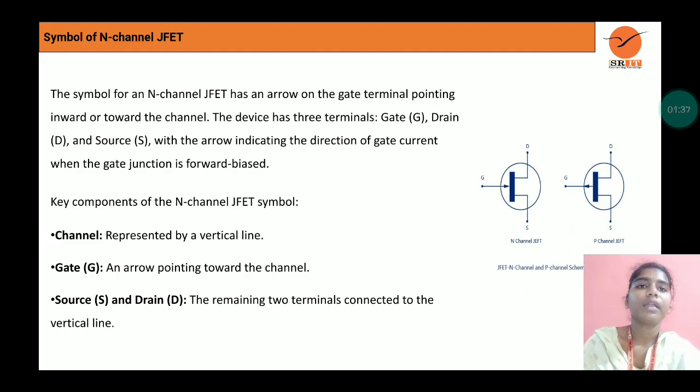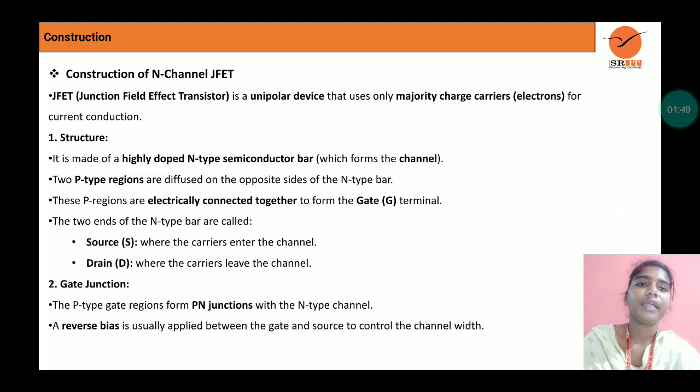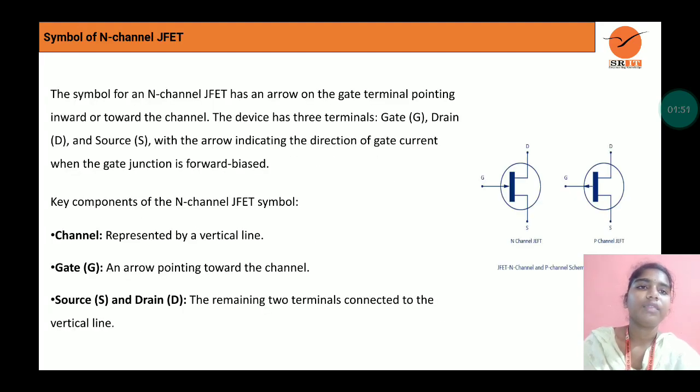Symbol of N-channel JFET. The symbol for an N-channel JFET has an arrow on the gate terminal pointing inward, toward the channel. The device has three terminals: gate, drain and source, with the arrow indicating the direction of the gate current when the gate junction is forward biased. Key points of the symbol: the channel is represented by a vertical line, the gate is an arrow pointing toward the channel, and the source and drain, the remaining two terminals, are connected to the vertical line.